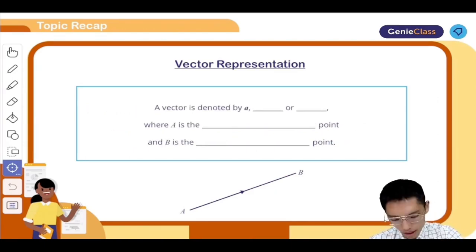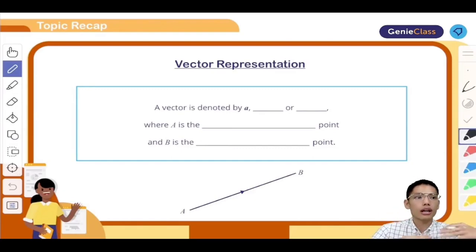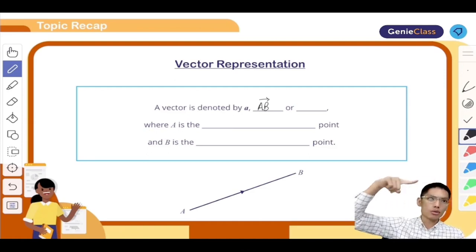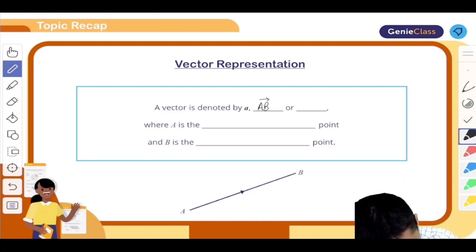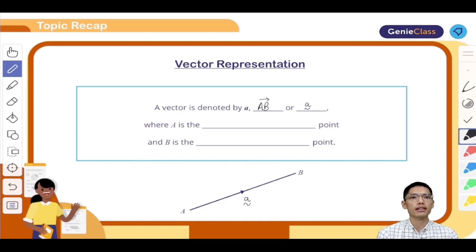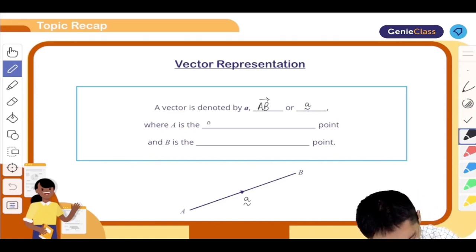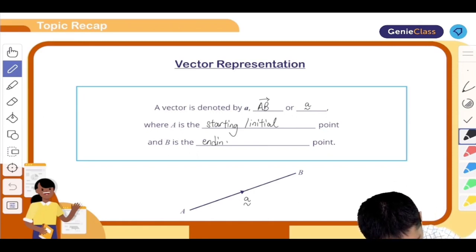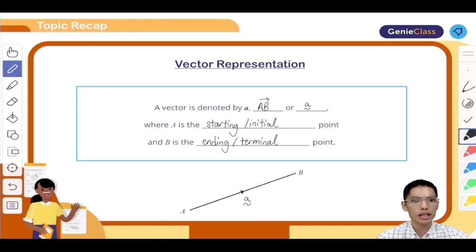Sometimes we can represent it with a small letter a, or bolded, but sometimes it's a little hard to bold on our side. So we can write the vector AB, going from A to B. Take note, our arrow always goes from one end to the other, from the arrow tail to the arrow head. We can also write the letter with a curly arrow to denote the vector. A, in this case, we call the starting point, or the initial point. B we call the ending point, or the terminal point. Again, some representations that we can take note of.